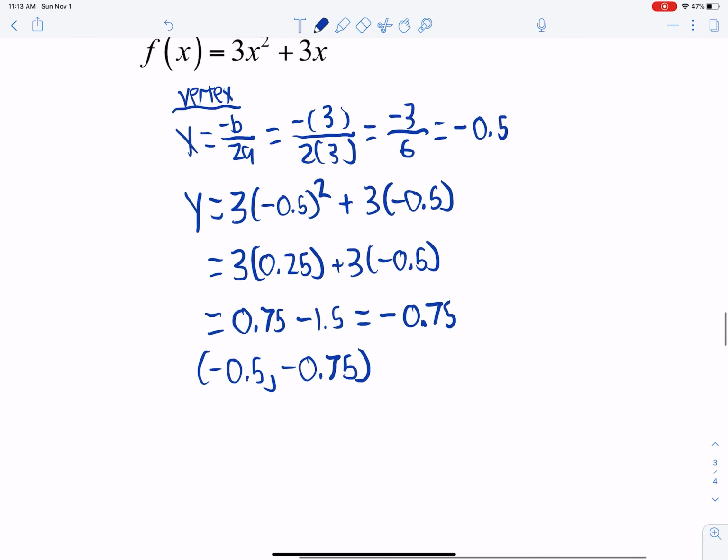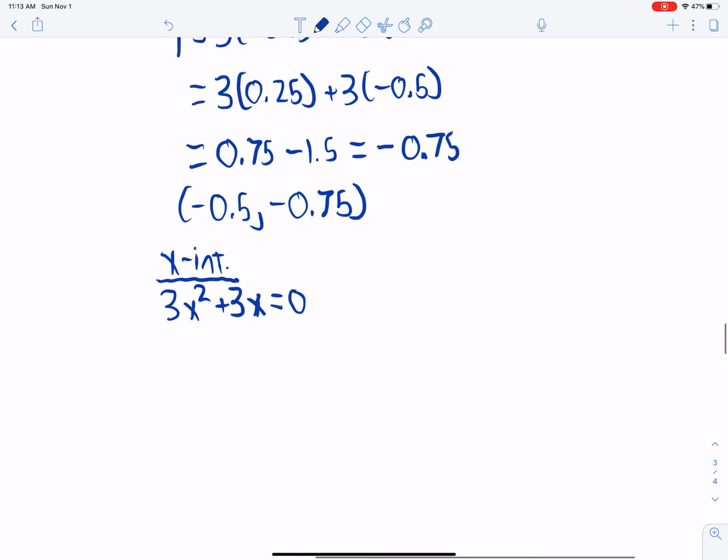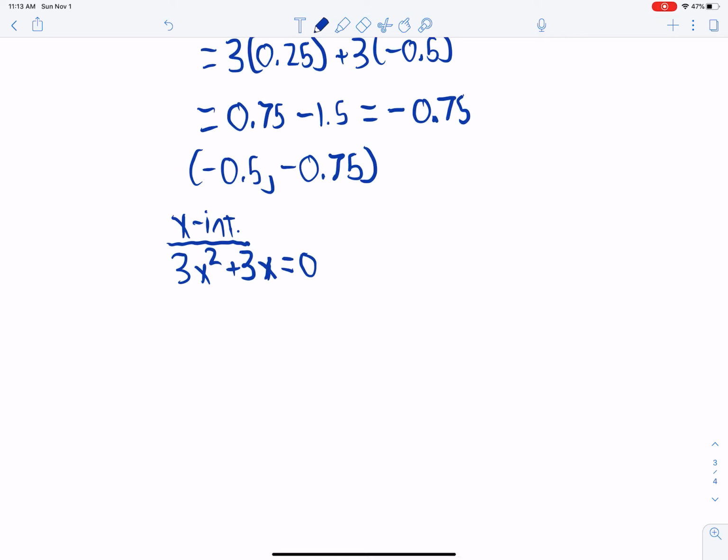Next, let's look for the x intercepts. To find the x intercepts, remember we take that whole original function and set it equal to 0. 3x squared plus 3x equals 0. Now we can solve this by factoring. Remember, the first thing you should always try to do when factoring is see if there's a greatest common factor. And here we could factor out a 3x from both terms.